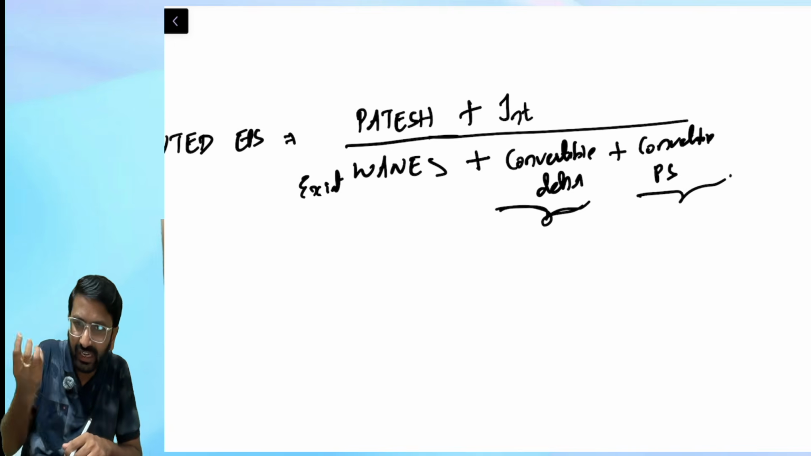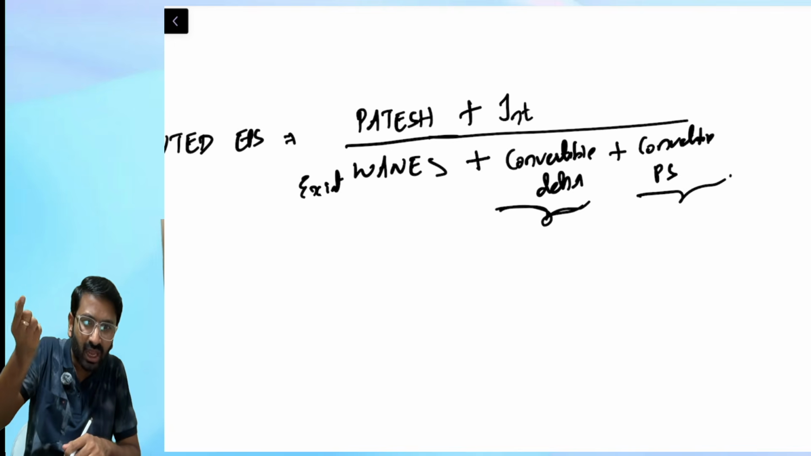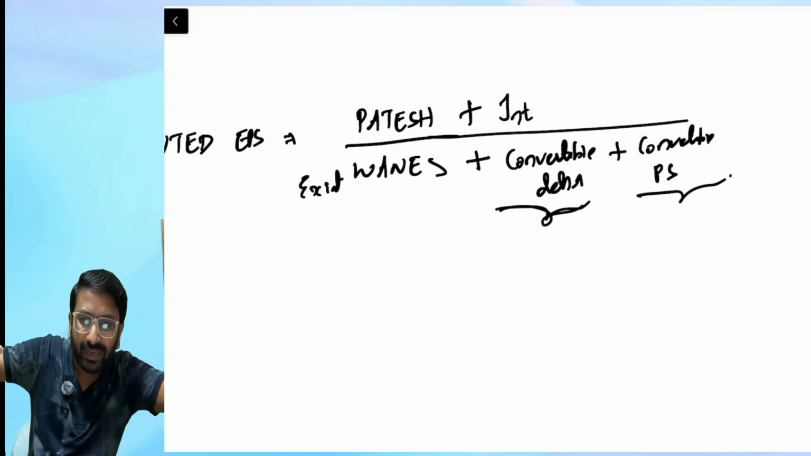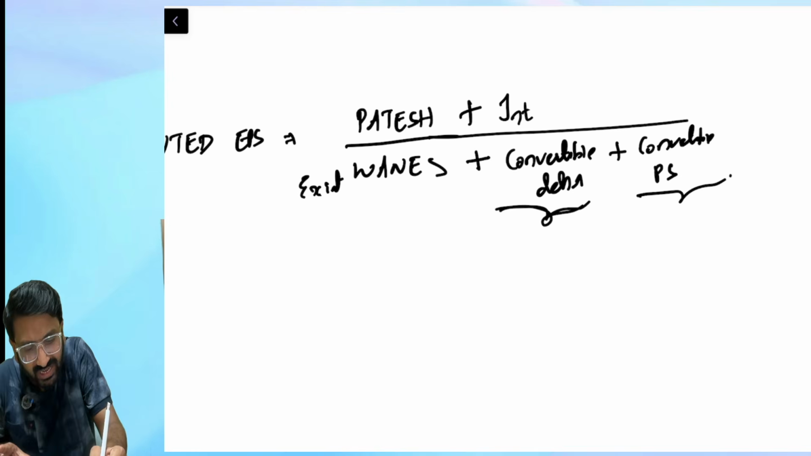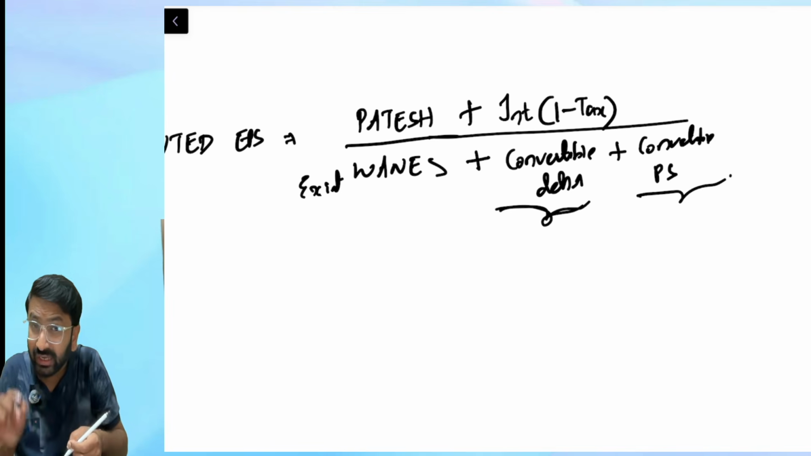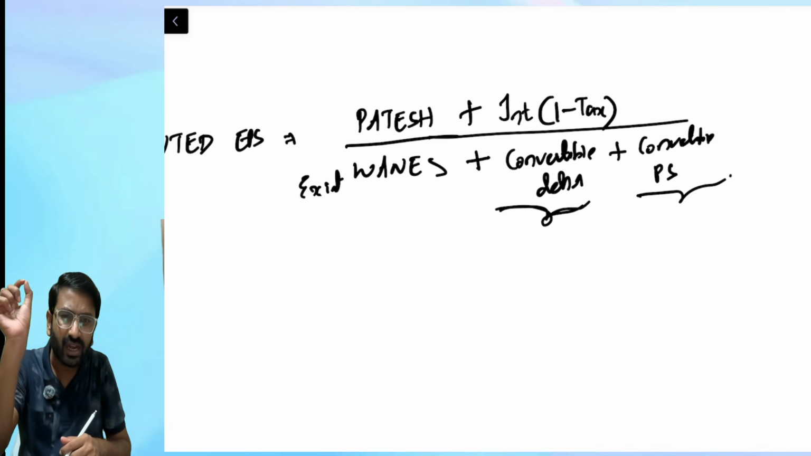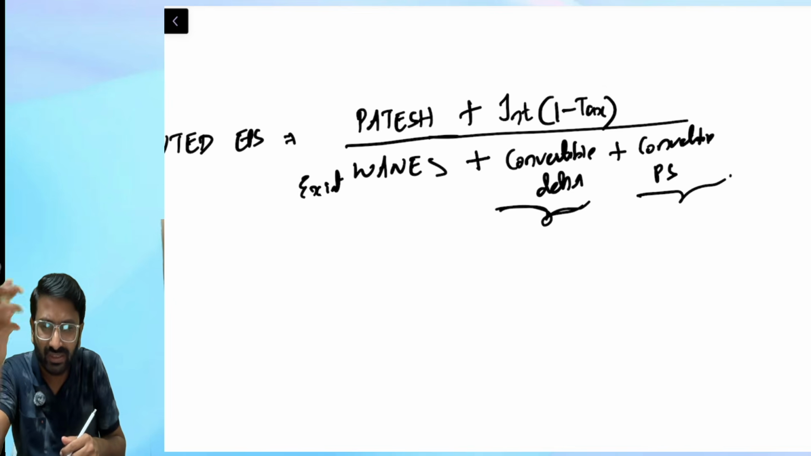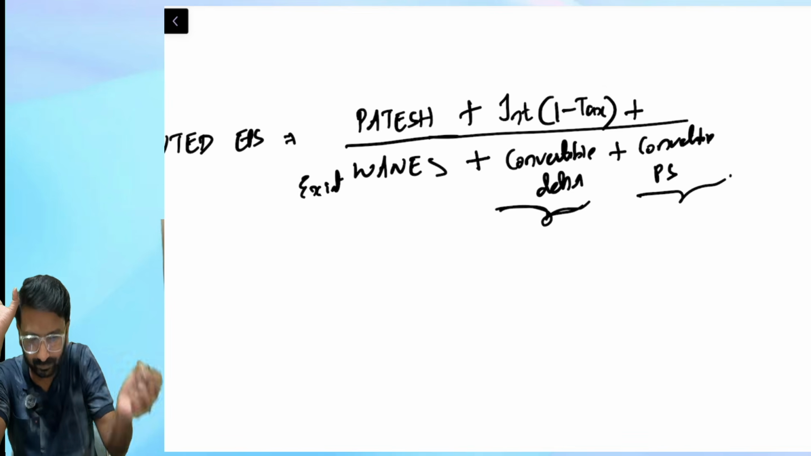So if you're saving any interest, your profit goes up now. And when your profit goes up, on that you have to pay tax, so is your benefit the entire interest or interest net of tax? It is interest net of tax. So in the numerator, I'll add interest into 1 minus tax.